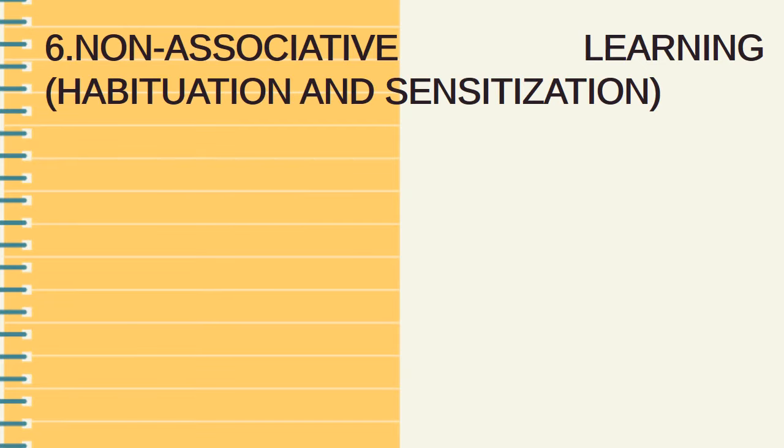Number 6, non-associative learning. It is a type of learning that enables humans to adapt to something by facing it frequently. When you get a new job at a factory where there are many machines making noise, it irritates for the first few days, but you later learn how to live with it. This is known as habituation.